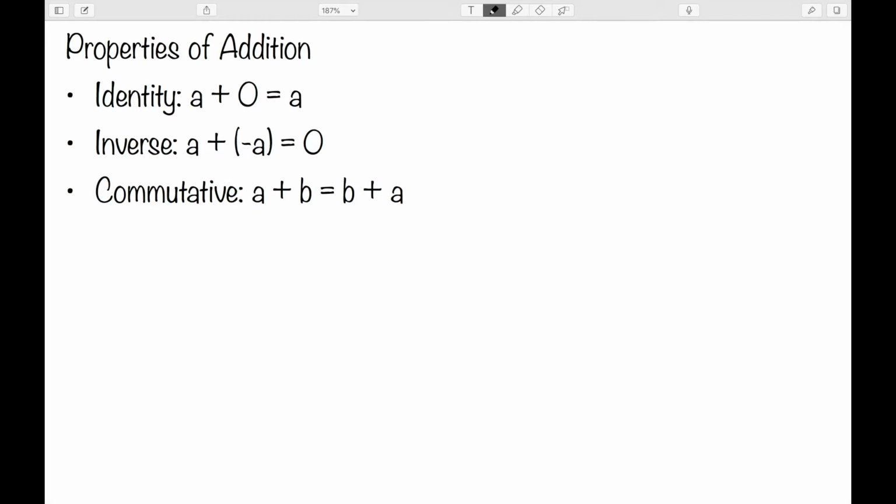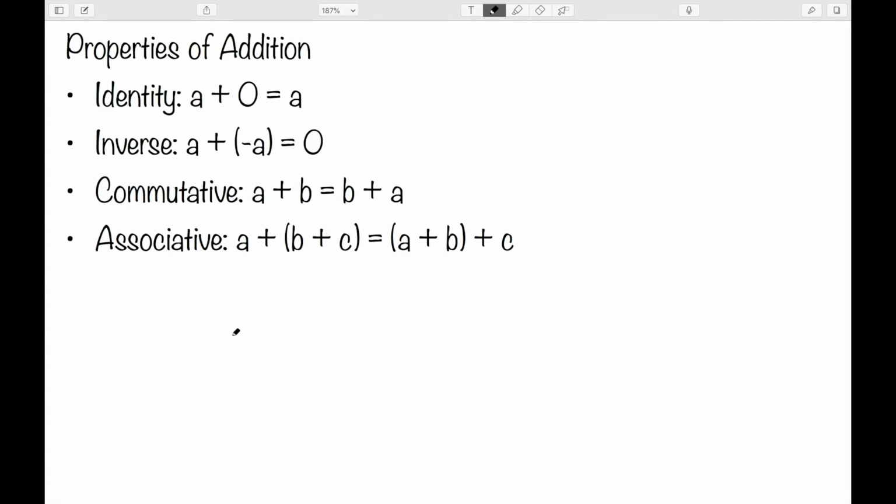Next, we have the commutative property that says A plus B is equal to B plus A, which says the order of addition is not important when adding two numbers. And finally, we have the associative property, which says (A plus B) plus C is equal to A plus (B plus C). So this one says that the placement of parentheses is not important.